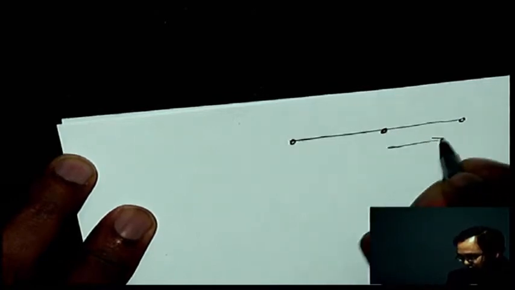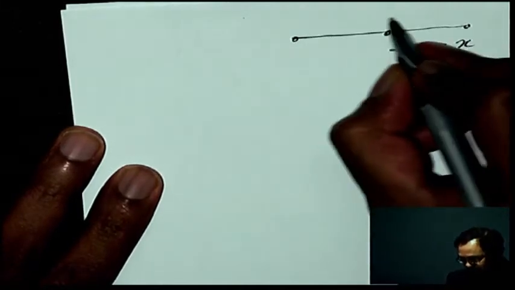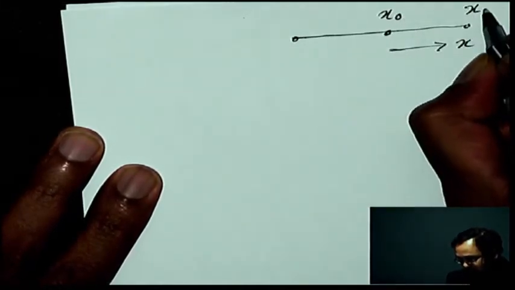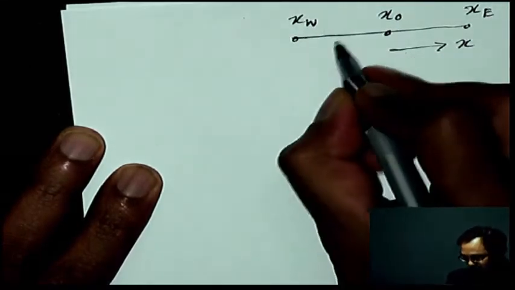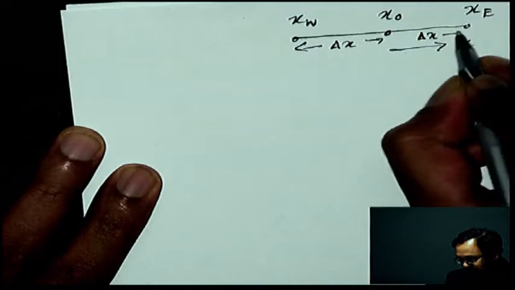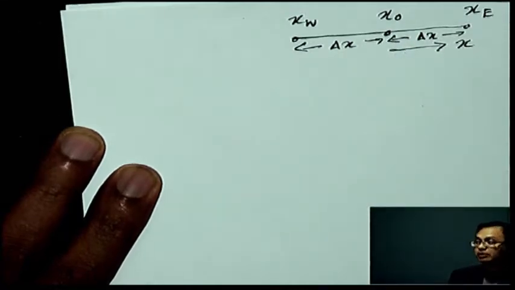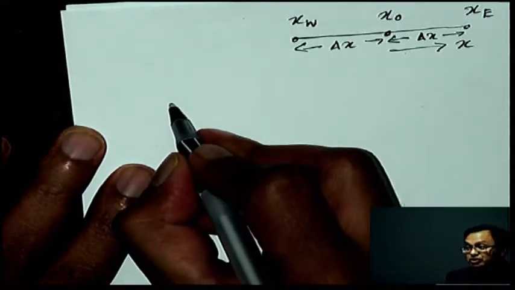Here is what's happening. Here is my x coordinate in that direction, and this is my x naught, this is my x east, this is my x west. Both of them are at a distance delta x. Remember, delta x is the distance. It's always a positive number.